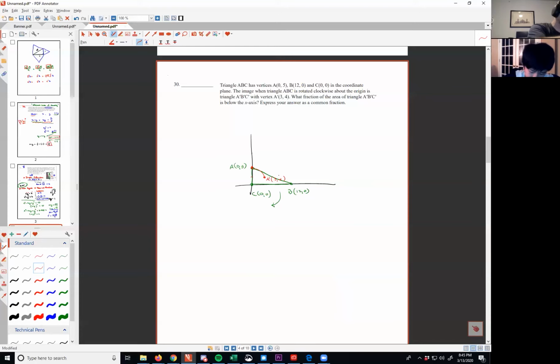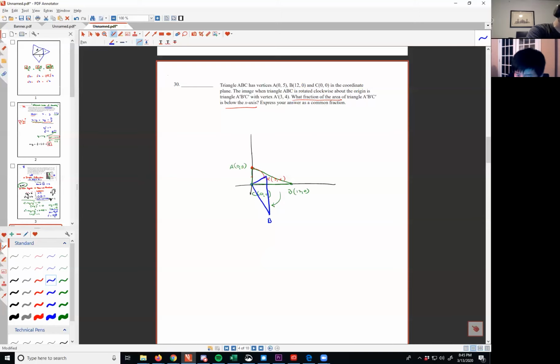Fraction of the area. Okay, so we have rotated this enough. The A prime is here, and then the angle is preserved. So B prime is going to be down here somewhere. And then C prime, we're rotating around C, so C prime is at C. So we're looking at this blue triangle right here.